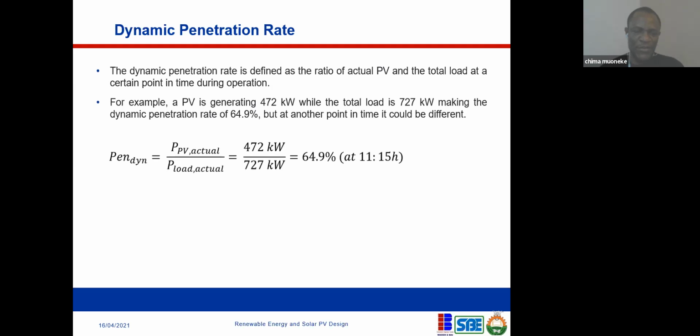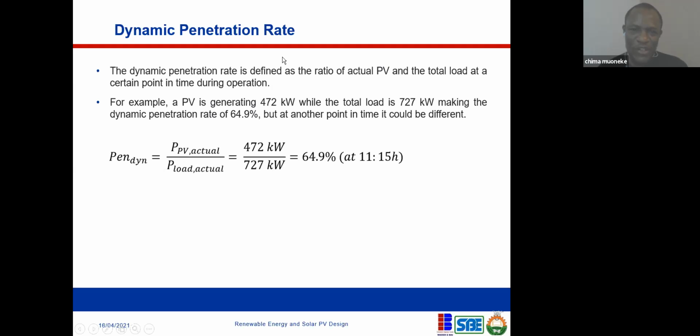So here is the formula. For example, a PV is generating 472 kilowatts, while the total load is 727 kilowatts, making the dynamic penetration rate 64.9%. But at another point in time, it could be different. Like I said, it could be different in the morning, in the afternoon, in the evening.